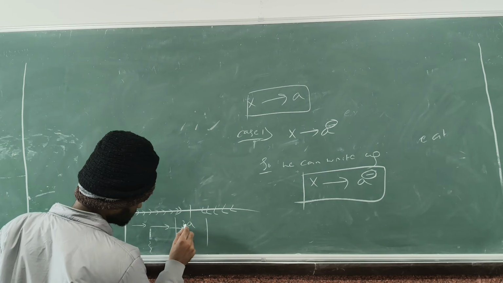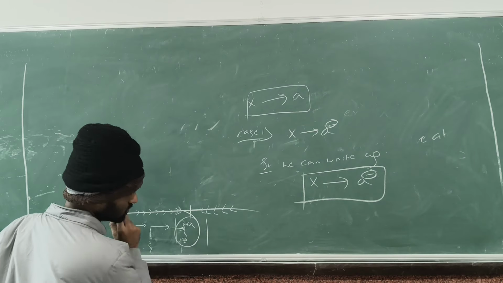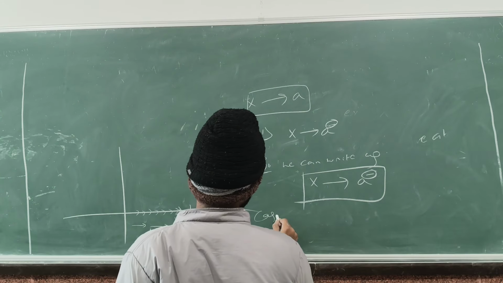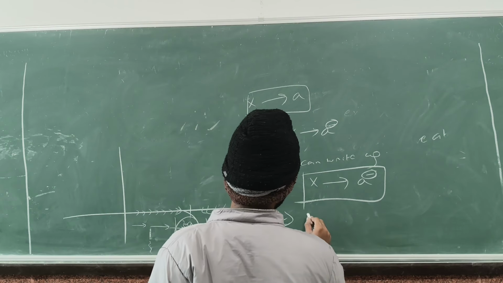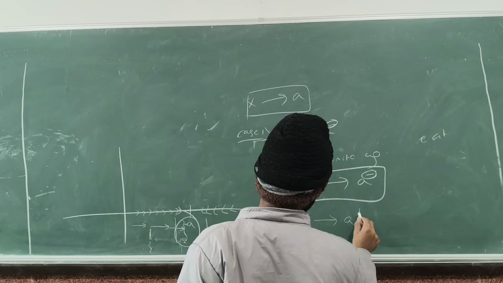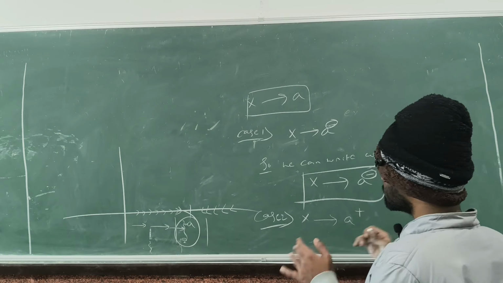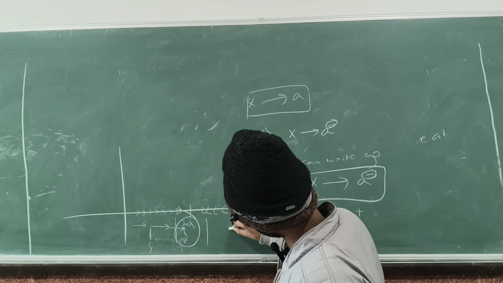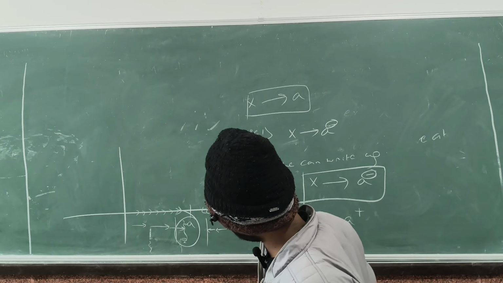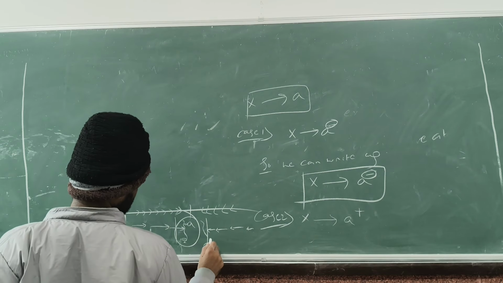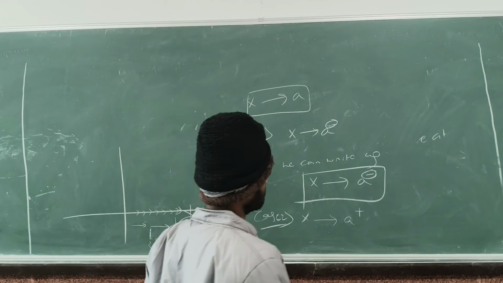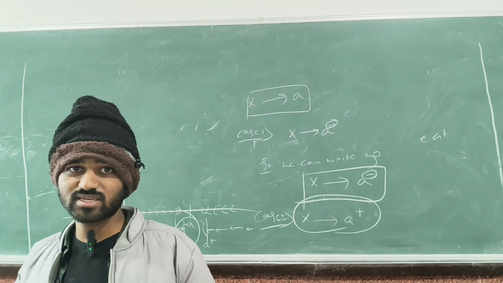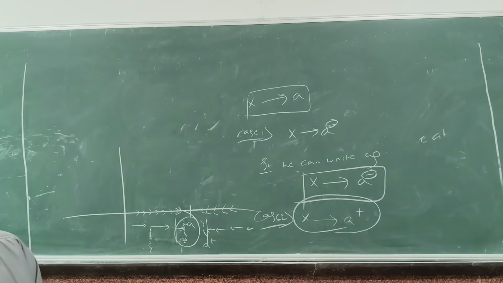This is A minus. A minus is slightly less than A. And case 2: x is tending to A plus, meaning x is not exactly A but approaching A plus from the right side. This is A plus. We can write it as x tending to A plus, and read it as x approaches towards A plus.